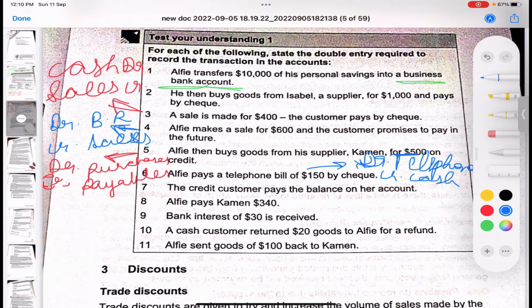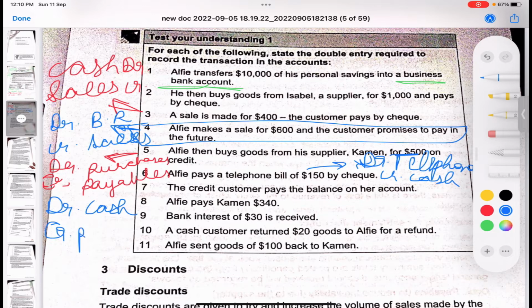The credit customer pays the balance on her account. So who was our credit customer? This one. So the credit customer pays the balance on her account, which is nothing but 600. So now cash is being received and the receivables are getting reduced, right?